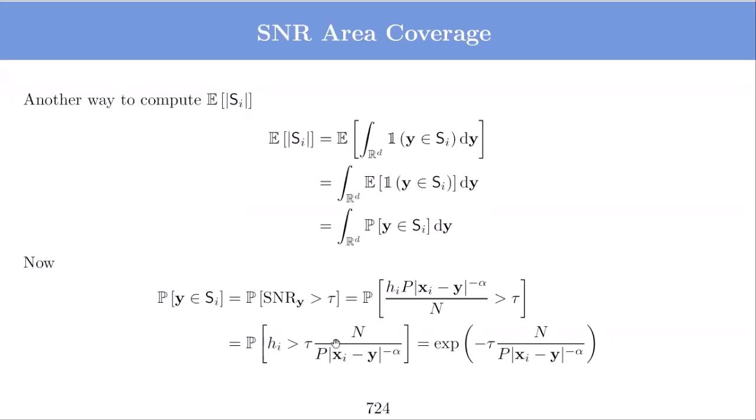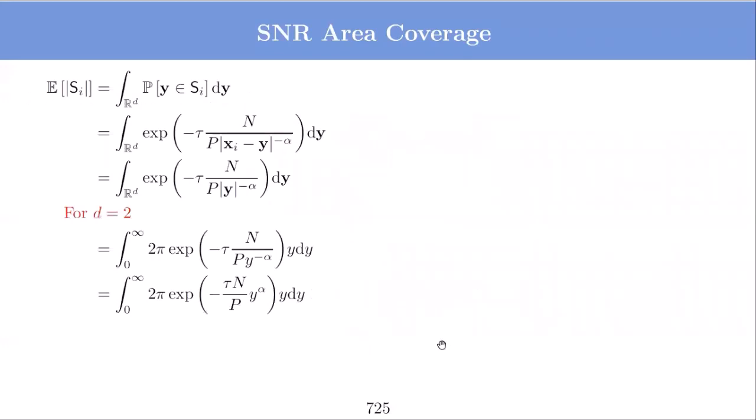This is a deterministic value. The probability that h_i is more than some theta is exponential of minus theta if h_i is an exponential random variable. If you consider Rayleigh fading, then you can get this result. So I get the expectation, exponential of minus tau n upon p times |x minus y| to the alpha. And if I integrate this over the space y, I should get the expected value of S_i.